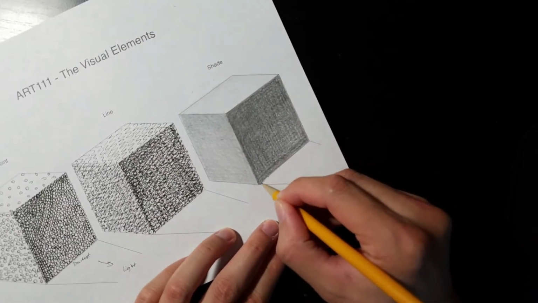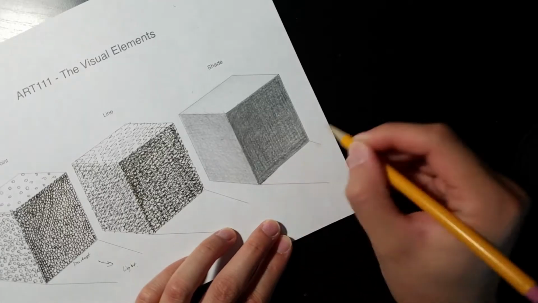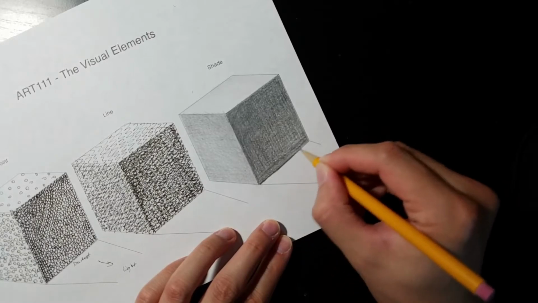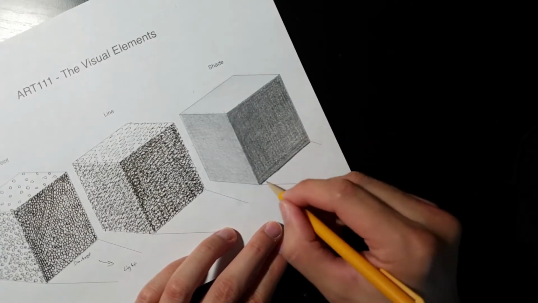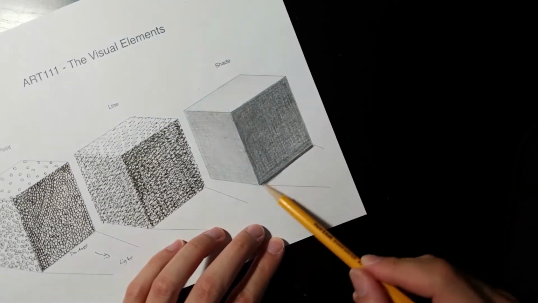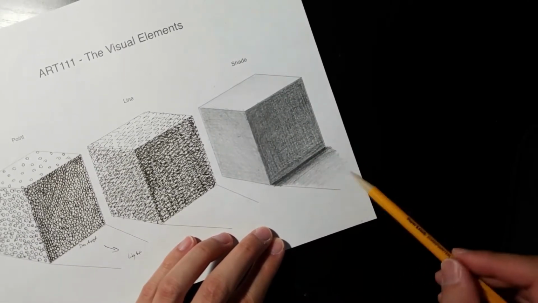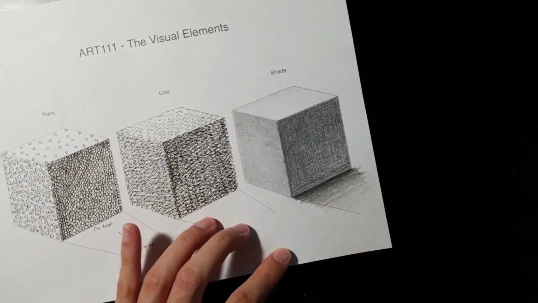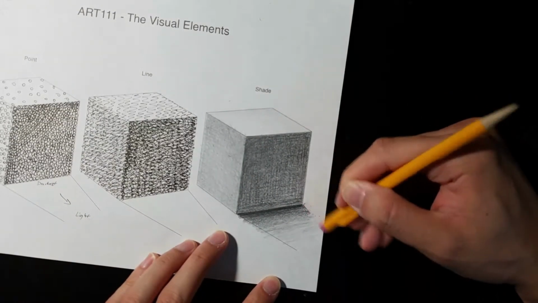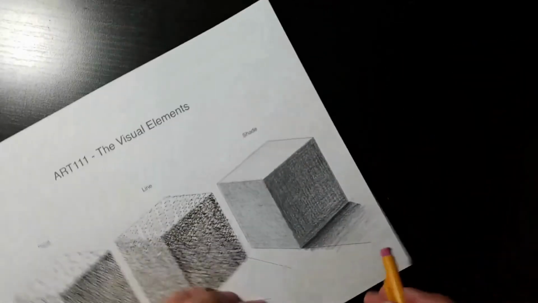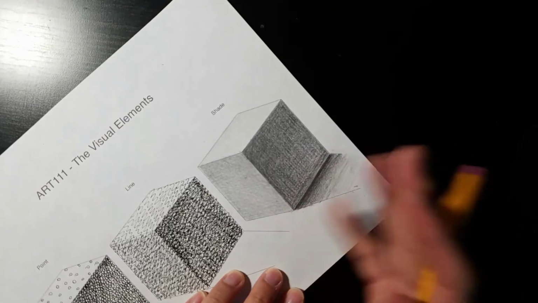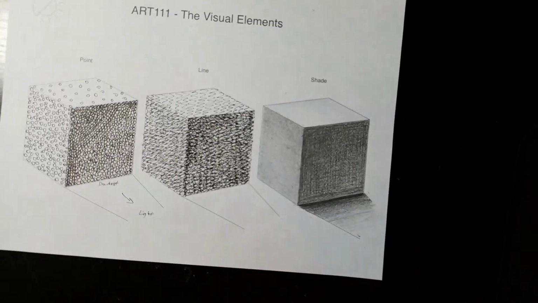So the shadow has to be much darker, so I'm going to use the sharp side of the graphite to really get a distinguishing between the object and the shadow. And then I'm going to use my eraser to clean it up a little bit. Alright, that's a good looking cube right there.